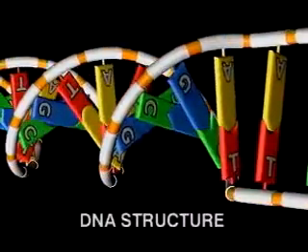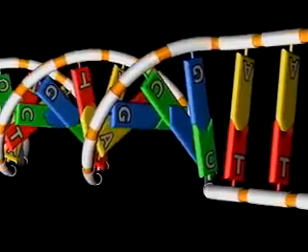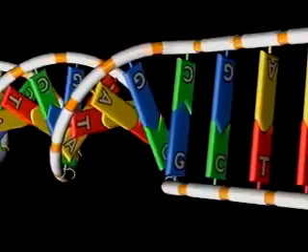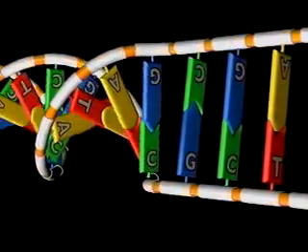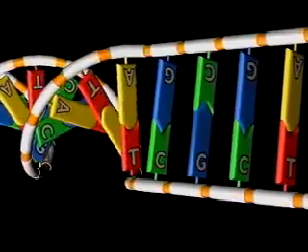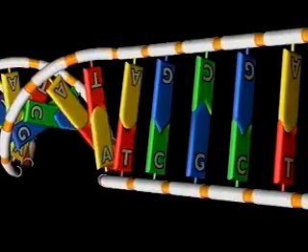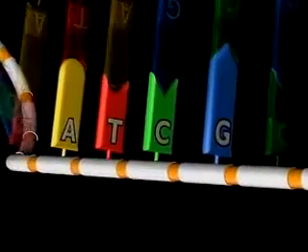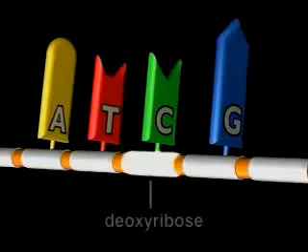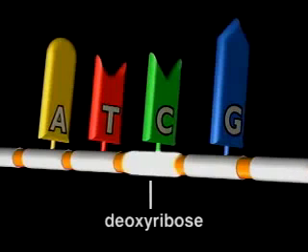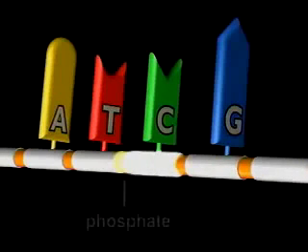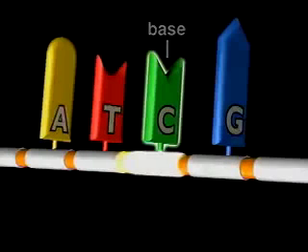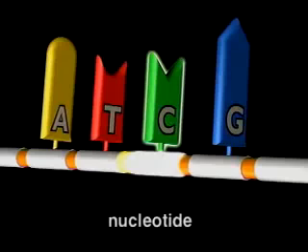Here's a schematic model of DNA. Unwind the double helix and it consists of two long strands that form a ladder-like structure. The strands of DNA are strings of chemically repeating units, which act as basic building blocks. Each unit contains a sugar, deoxyribose, a phosphate group, and a base. Together, these form a nucleotide.